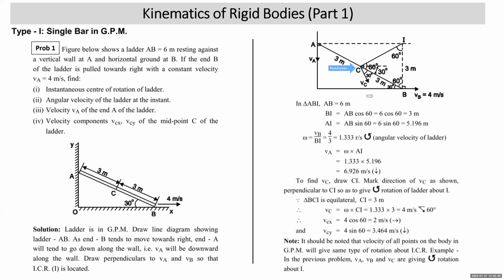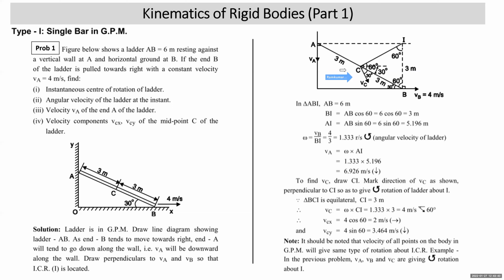So velocity of point C is omega into CI. Omega is 1.33 into 3, that is 4 meter per second. Now, what angle does it make with the x-axis? Look at the diagram here. What do you find? See, this is 60, this is 60, this is 60.